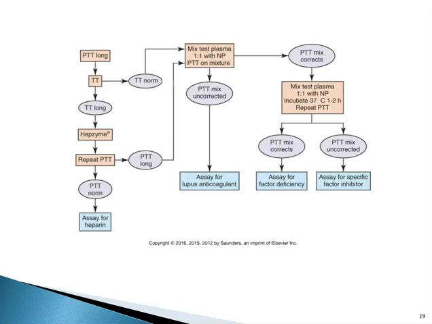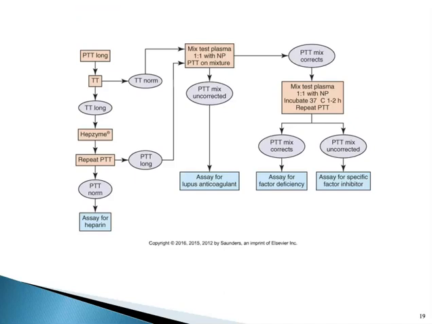So here is the algorithm for mixing studies. We have a patient that has initially an APTT that gets prolonged for unexplained reasons. Before we do anything, we want to make sure that we can rule out any other things other than a factor deficiency or any circulating inhibitor. When you have an APTT that's prolonged and we can't figure out why, let's start with running a thrombin time. A thrombin time will be really good because we can determine if heparin is present in the sample.